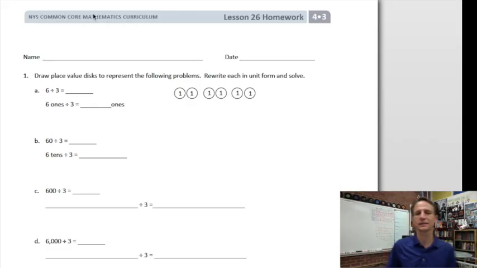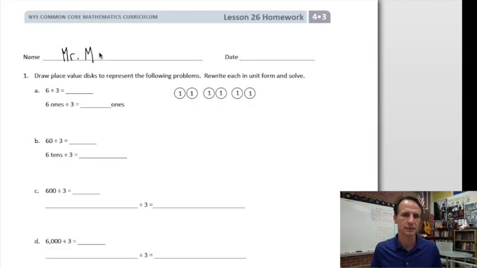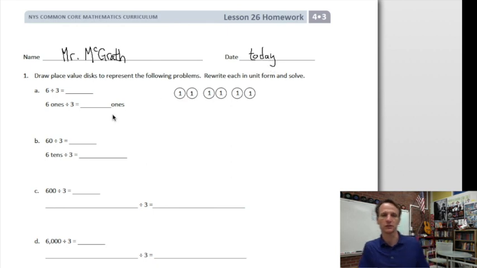Homework time! Yes, here we go with another happy homework time. Well, let's start off the right way by jotting our name down at the top of the paper along with today's date. I'll write my name, you write yours, and go ahead and write today's date. I'll write today, you write the actual date, where and when you are in this universe of ours.